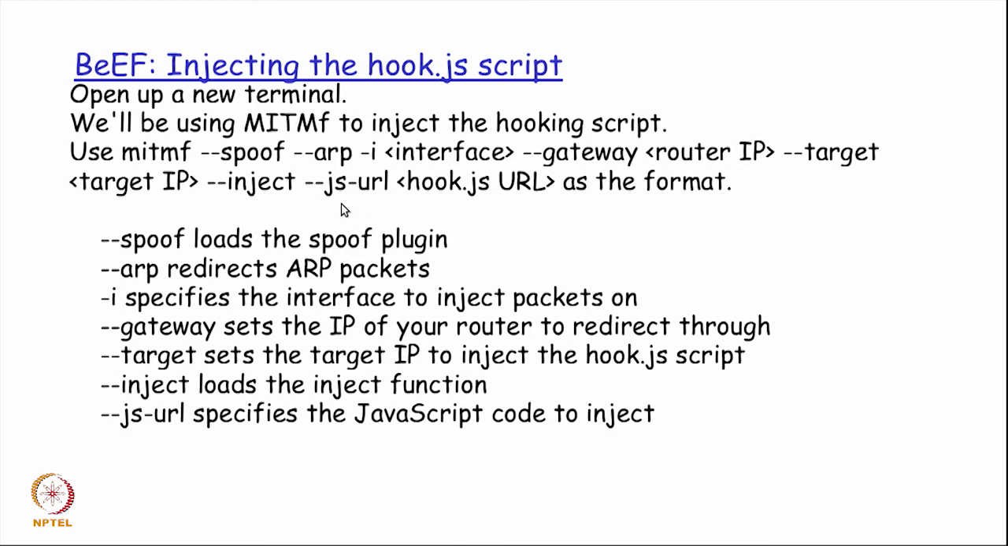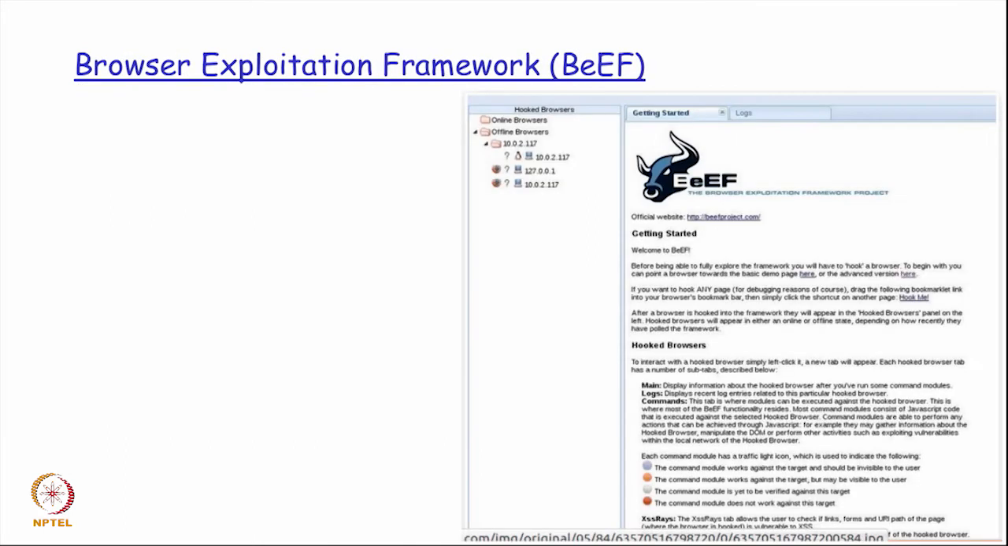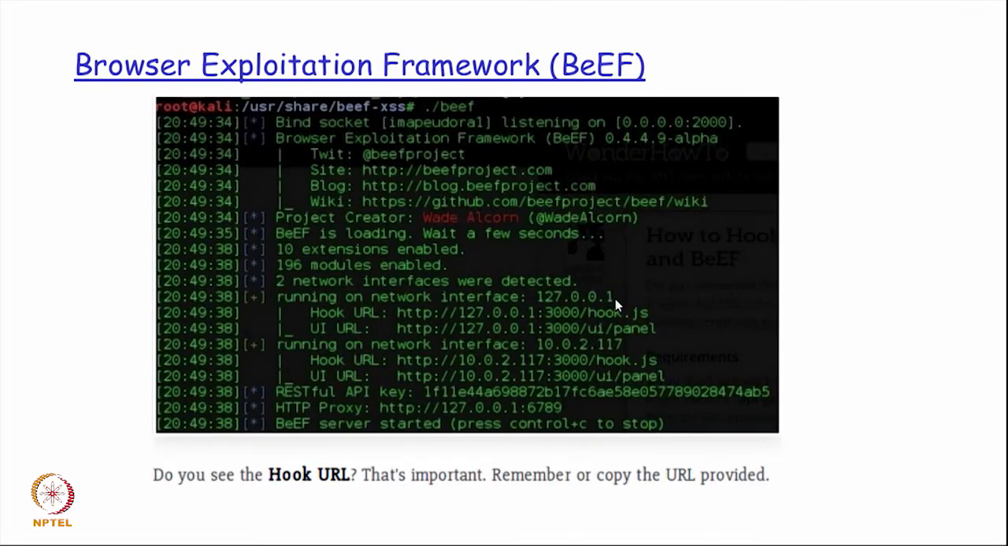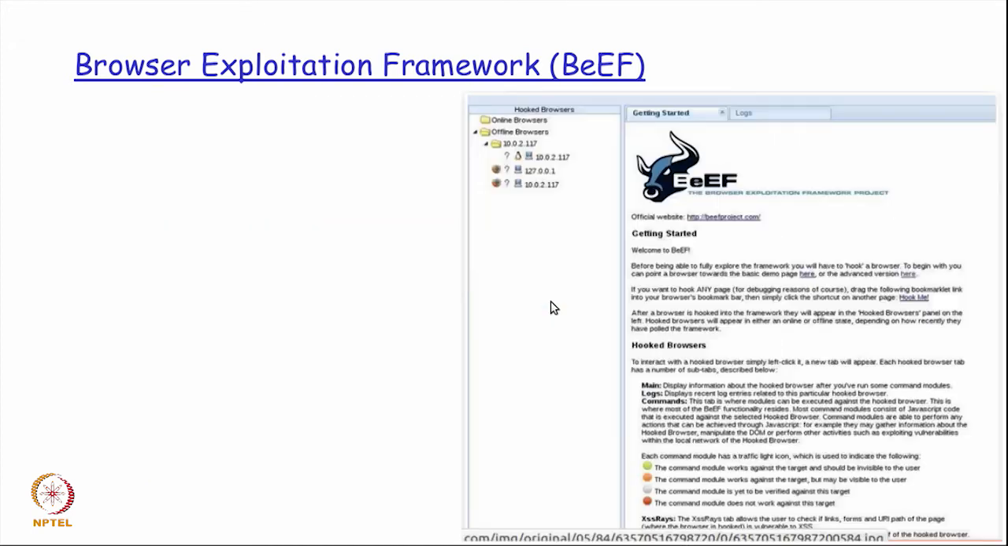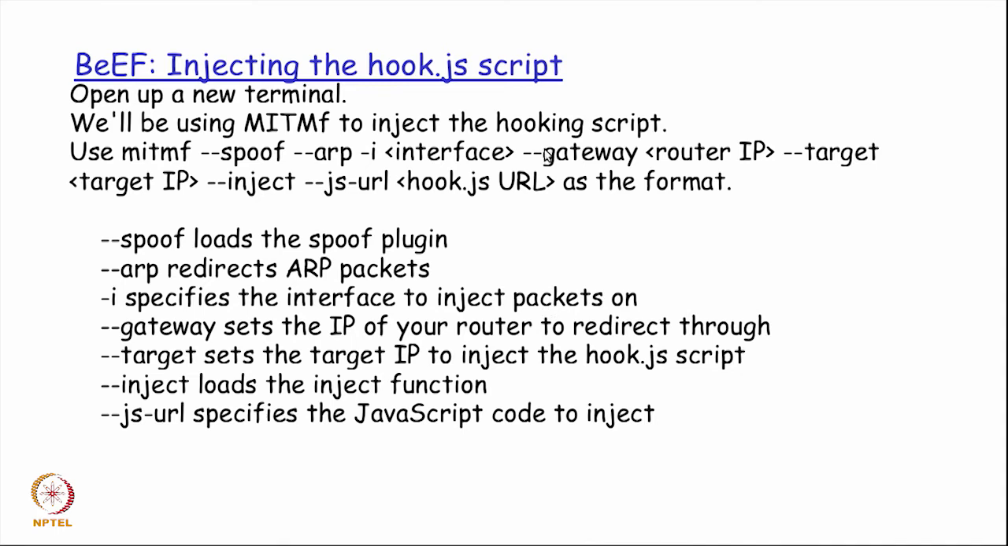--inject requires the argument of the JS URL that was available to you as part of the startup output. Even if it has not printed for some reason, you could concatenate the string hook.js with your IP address, colon 3000. 3000 is the default port on which the server comes up, and you could concatenate slash hook.js with that and supply it here as the argument.